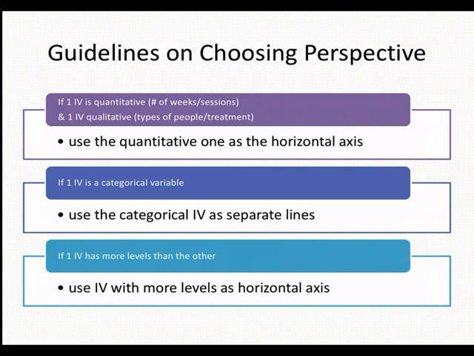So I would go down this chart. So first see which one's qualitative, which one's quantitative, and decide. And if not, if you can't determine from those, use the one with more levels as the horizontal. Some could be conflicting though. Some could be where a qualitative one has more levels, which we'll deal with in the dental example.